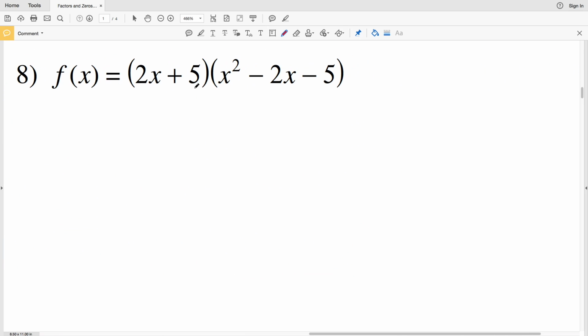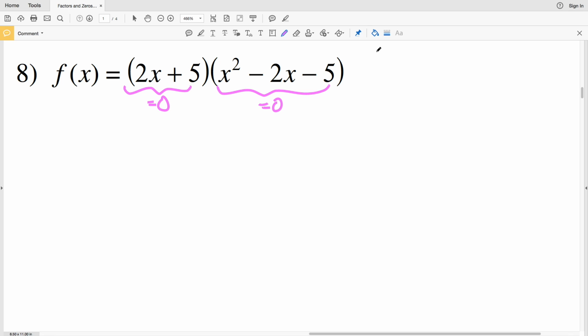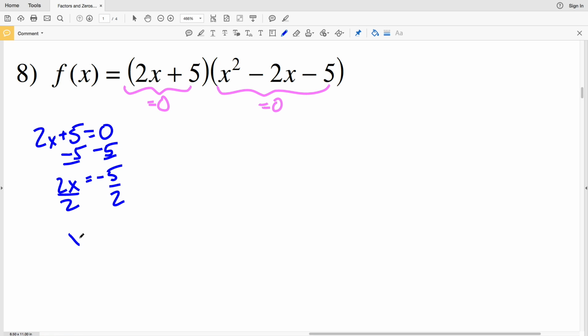And lastly, for this set of directions, number 8. For number 8, I'll have that 2x plus 5 equals 0, or x squared minus 2x minus 5 equals 0. So 2x plus 5 equals 0. I'll subtract 5 from both sides to get that 2x equals a negative 5, and then all I have to do is divide by 2 to get that x equals a negative 5 halves.